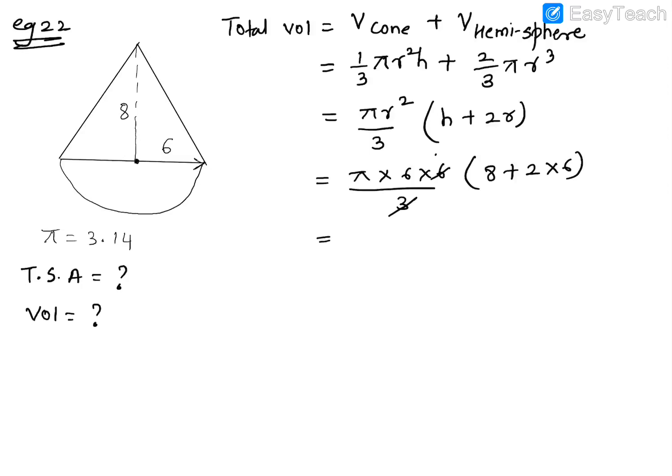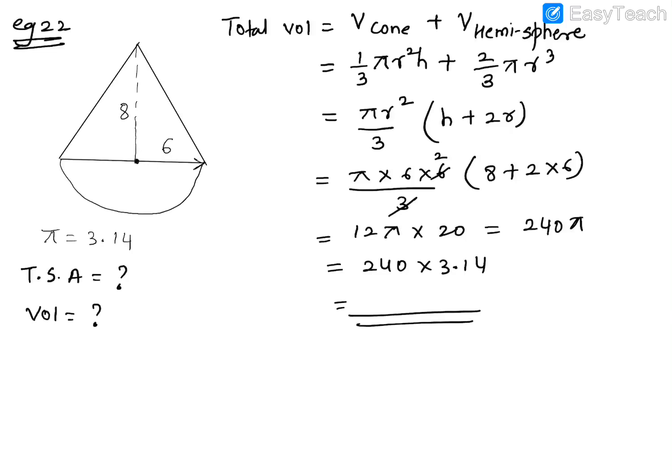So what will this become now? 3 1s are 3, 3 2s are 6. So you'll have here what? 12 pi into 20, which is 240 pi. So that is 240 into 3.14, and then multiply this 24 into 3.14, you'll get the answer. So this is 414. I'm writing it from here. Guys, you will multiply, try and check. 414.48 centimeter squared.